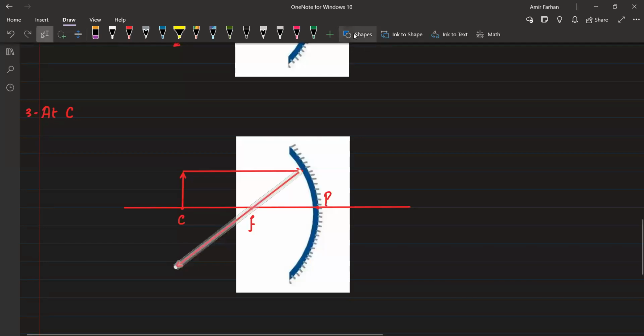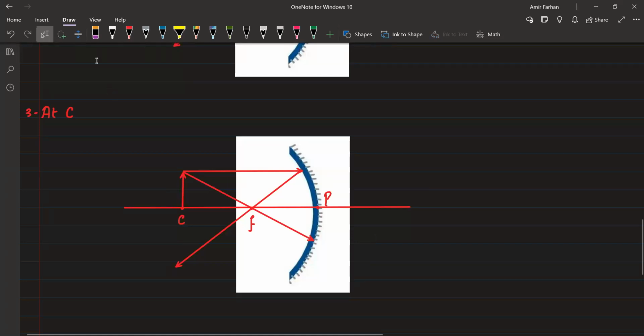And the next ray I will be taking is the one through the focus, so it will become parallel. If the ray is coming from infinity, if the ray is parallel, it will pass through the focus. And if I pass a ray from the focus, it will become parallel, yes or no? Yes, sir. Is this clear?